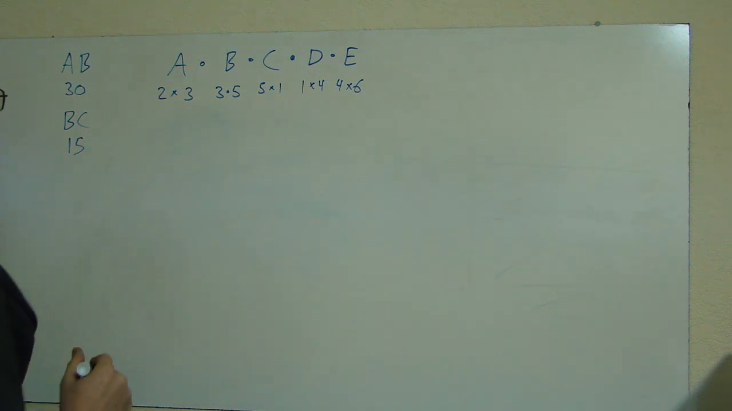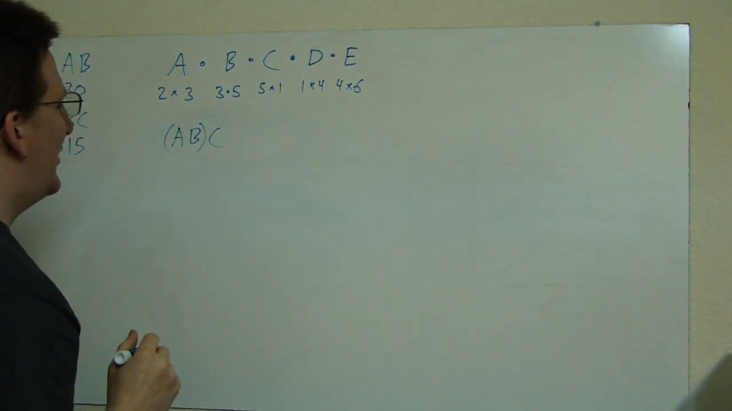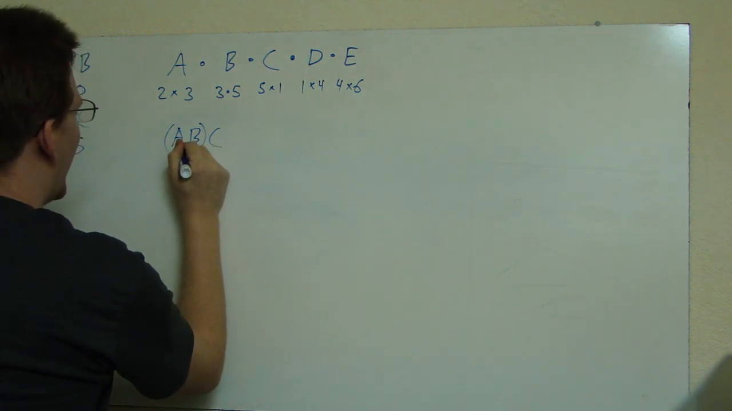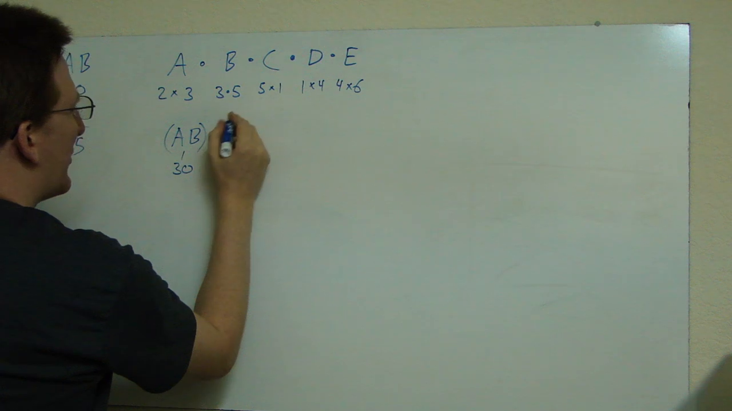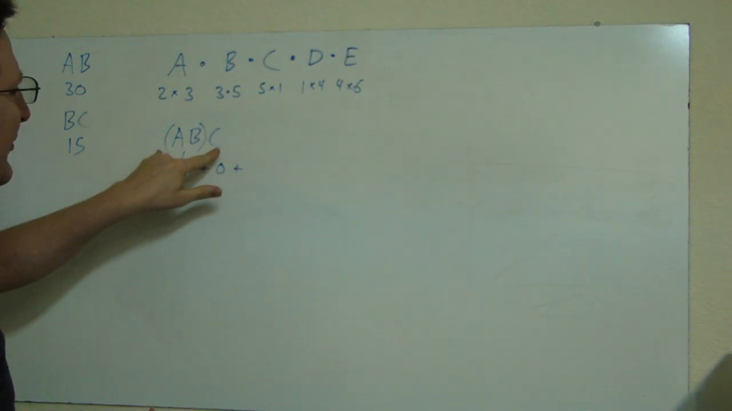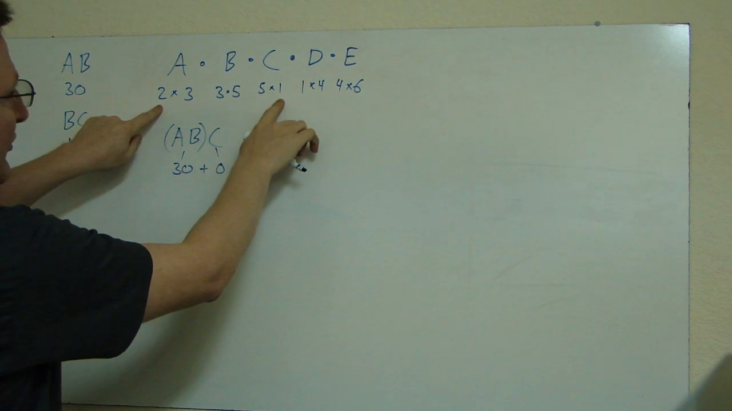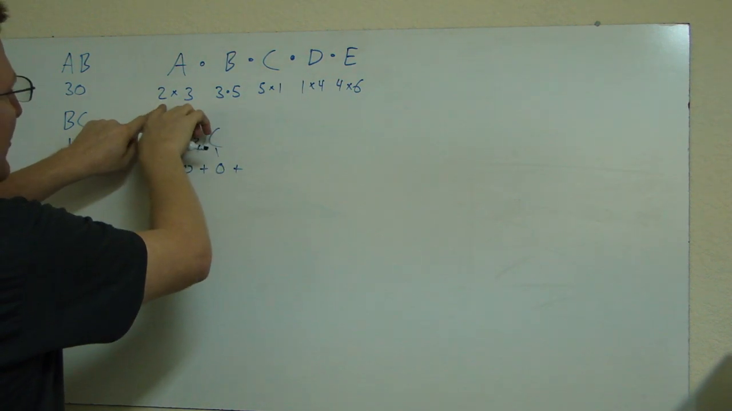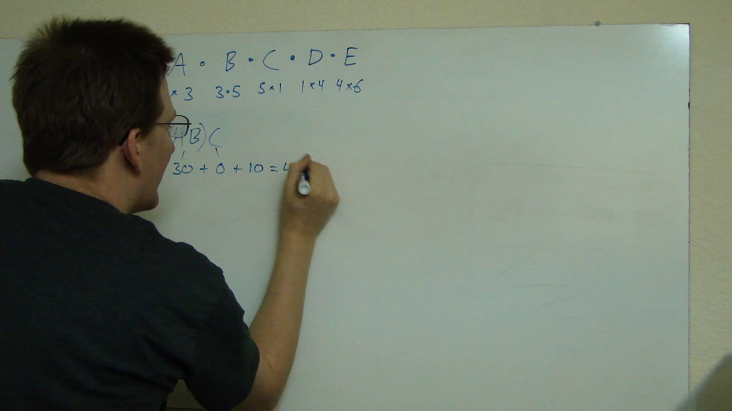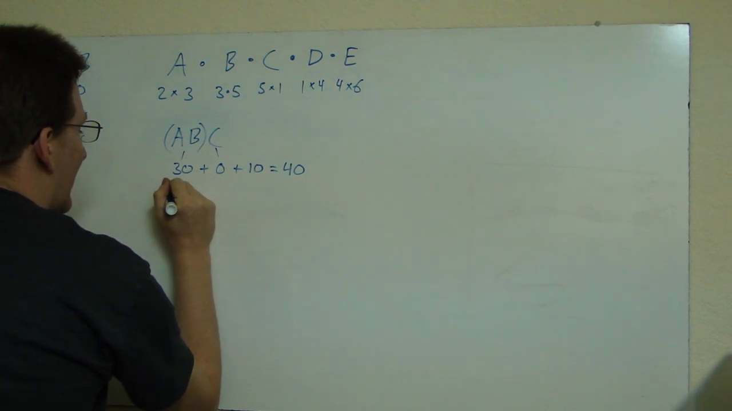So if we do ABC, and we do it this way by doing AB first, we took 30 multiplications to get AB, and then we didn't take any multiplications to get C, it was just given. And then to combine these two matrices, this time you've got a 2x5 matrix multiplied by a 5x1 matrix. So 2 times 5 times 1 is 10 multiplications, and that is 40 total multiplications to get the answer.